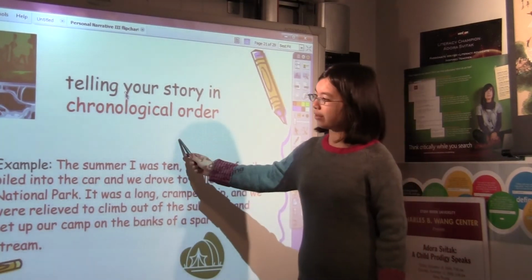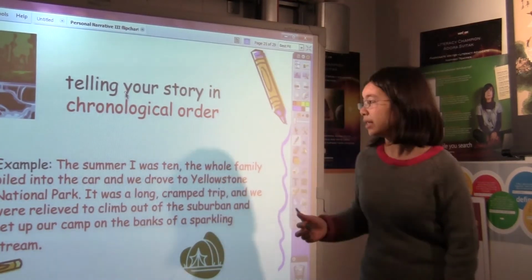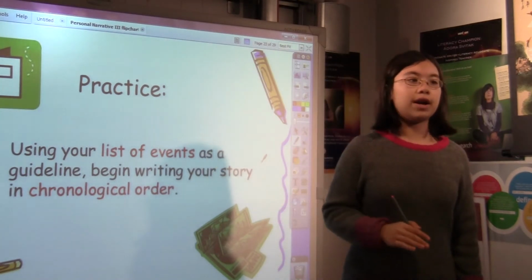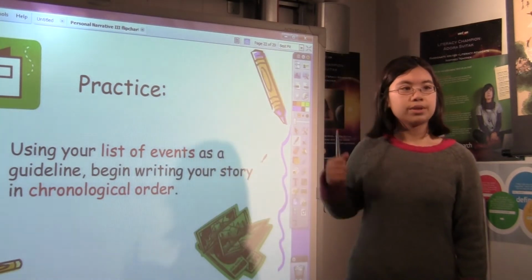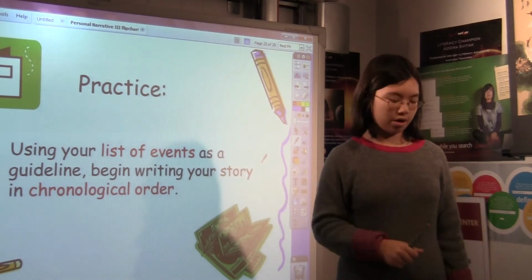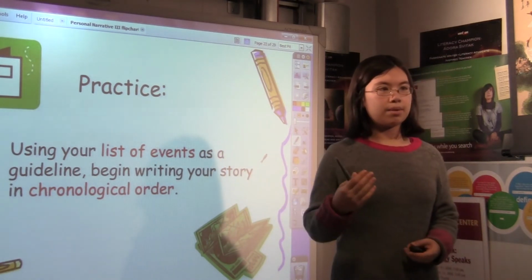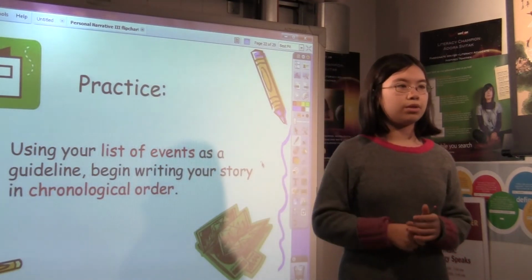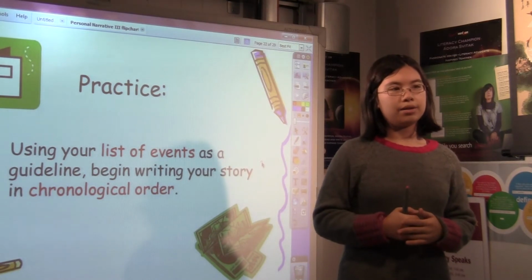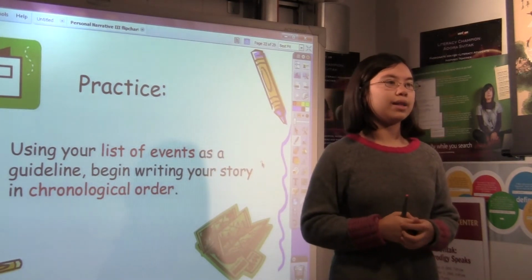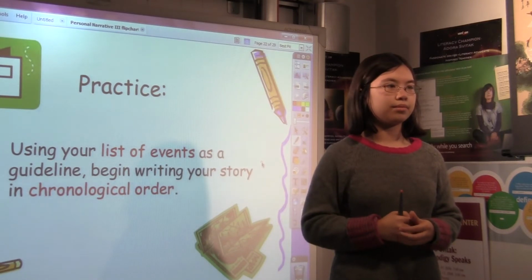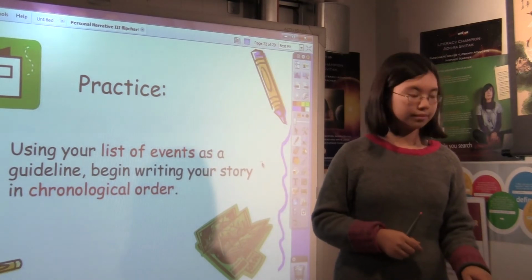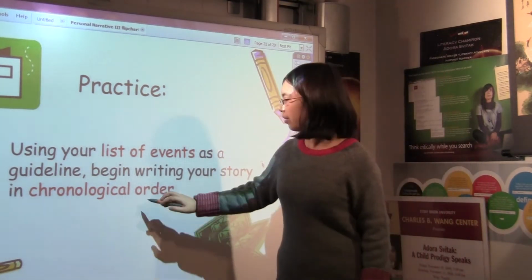So when you start your story in chronological order, you start with the first thing on your list. I want you to practice, even if you're not planning on writing your narrative in chronological order. Using your list of events as a guideline, begin writing it in chronological order. Look at the number one thing on your list, number two, number three, and just write up to number three, I think, and then raise your hand once you're done. So begin writing your story in chronological order.